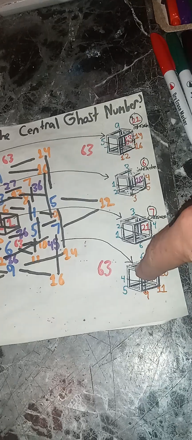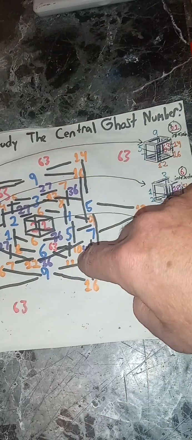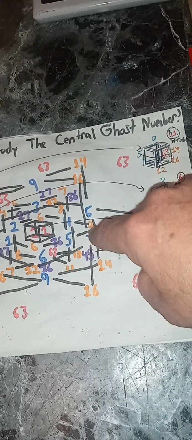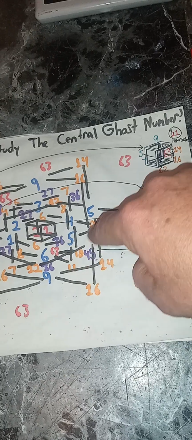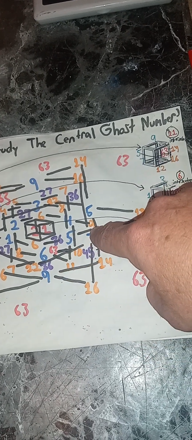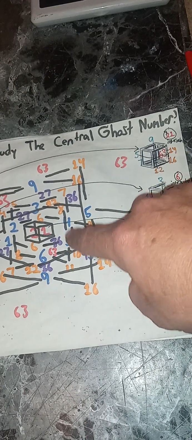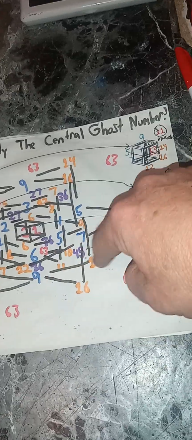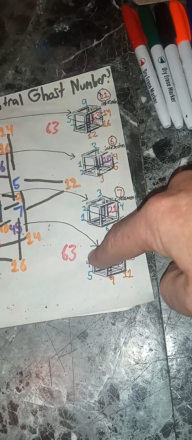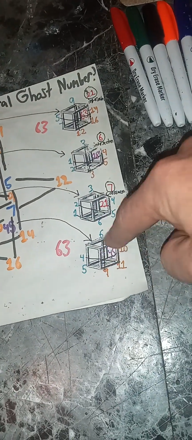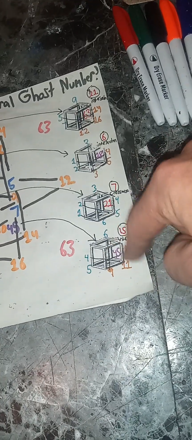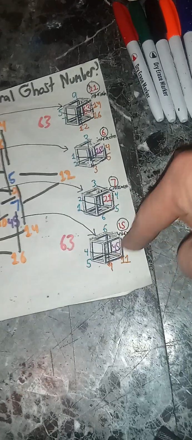45, it's balanced again. 4 and 11 are directly across from each other. 6 and 9 are directly across from each other, and 5 and 10 are directly across from each other. Each one adds up to be 15. 4 and 11, 5 and 10, 6 and 9. And that's balanced out, and it creates this intersection.